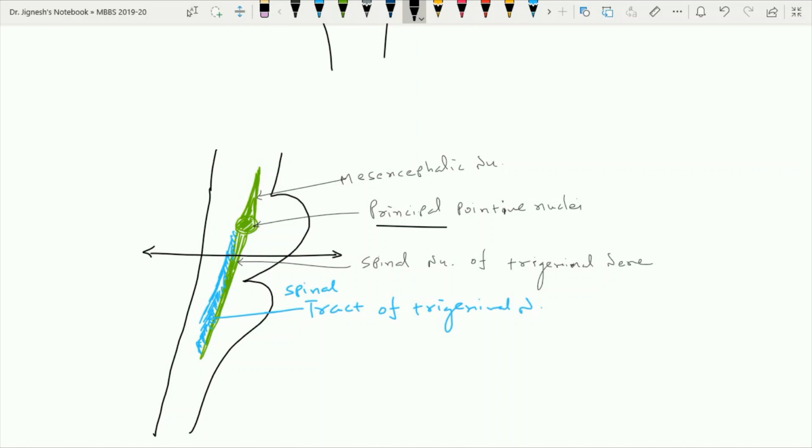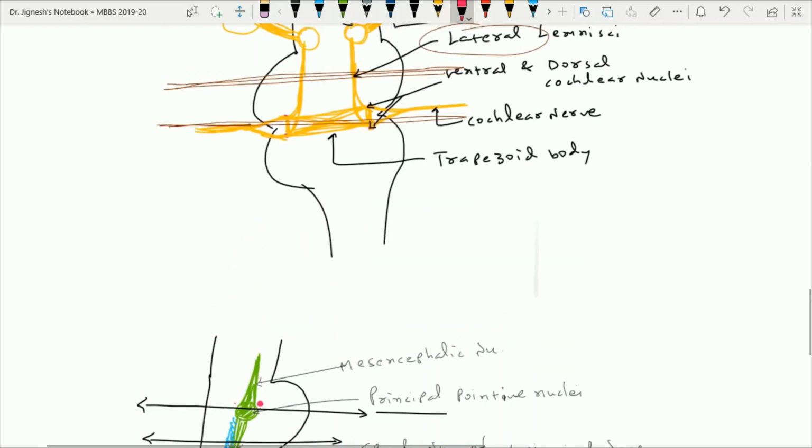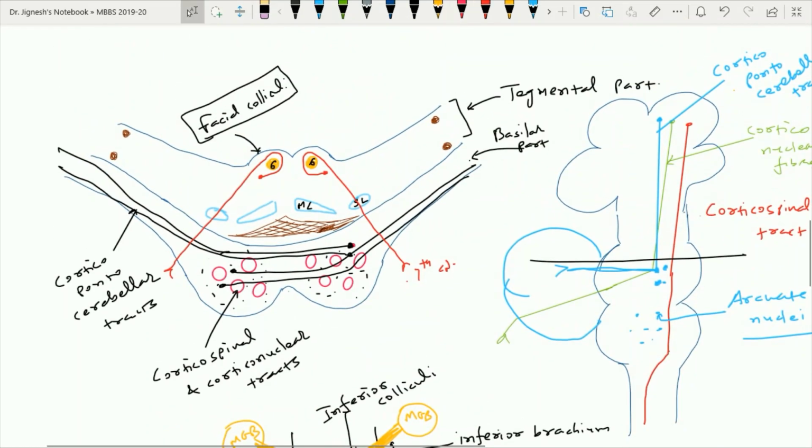And in a section at the mid-pontine level, we will find the main principal nucleus of the trigeminal nerve. Along with that main principal nucleus, medially we will find the motor nucleus of the trigeminal nerve also. So here in this figure, the section at the lower part of the pons, we can see the trigeminal nerve nucleus, which is covered by the tract of the trigeminal nerve.